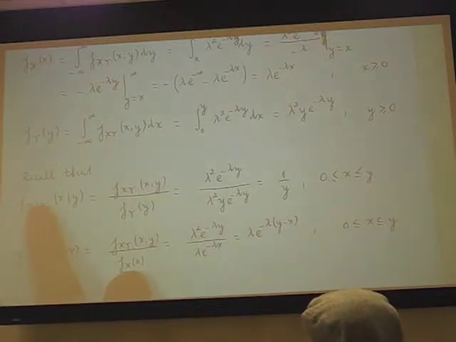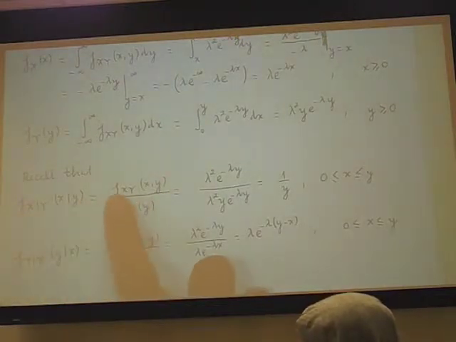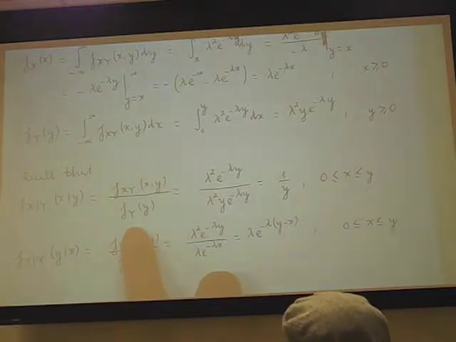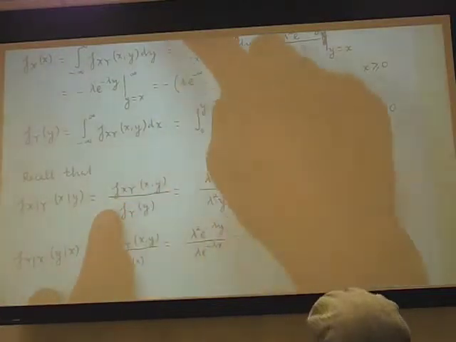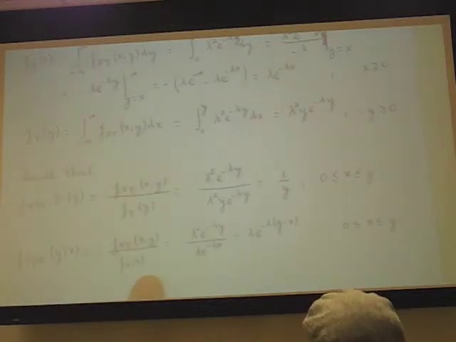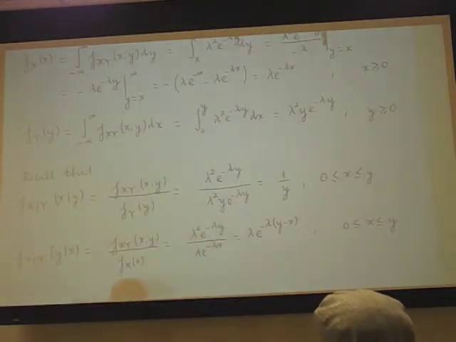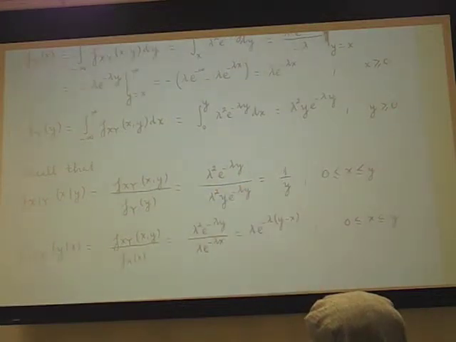F of x given y, by definition, is f of x, y divided by f of y. F of x, y is given to me, and f of y we just found in the previous part. From the ratio, you have that. Likewise, for f of y given x, this is the ratio. Is everything clear? Very good.